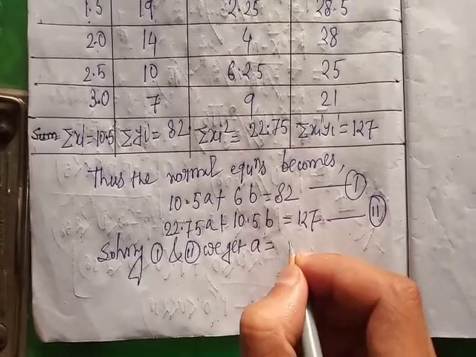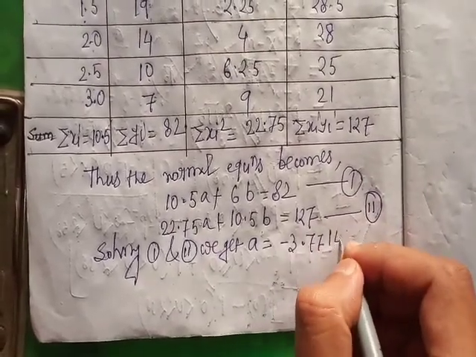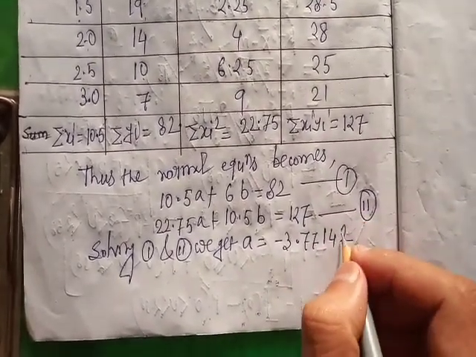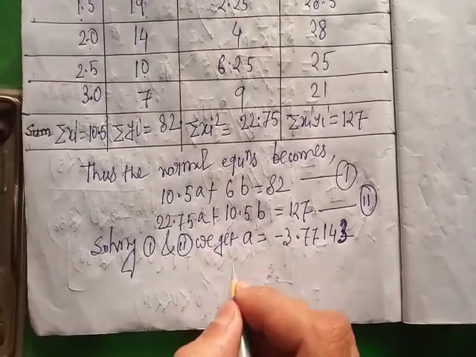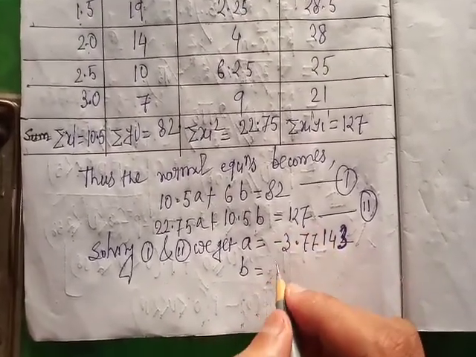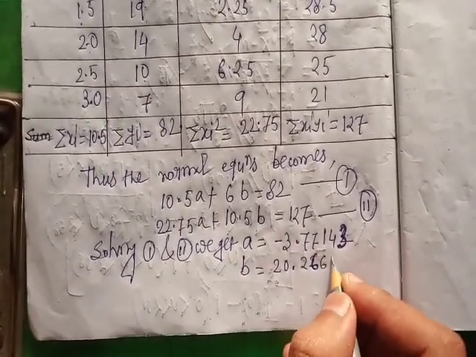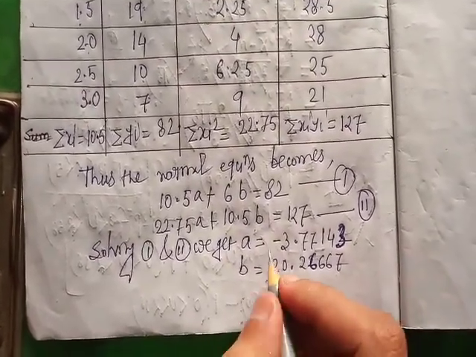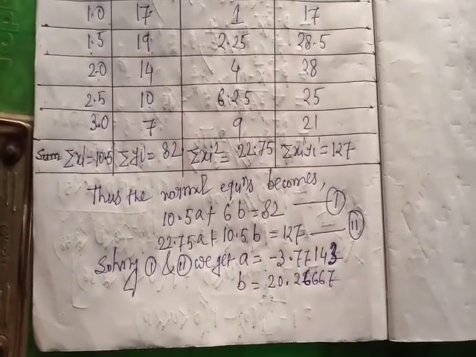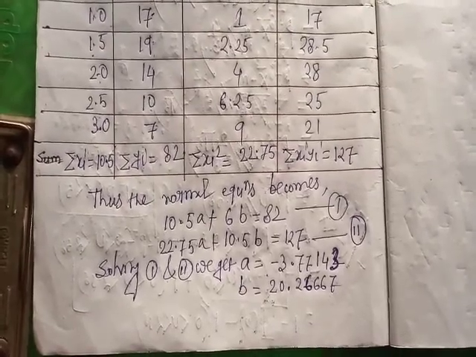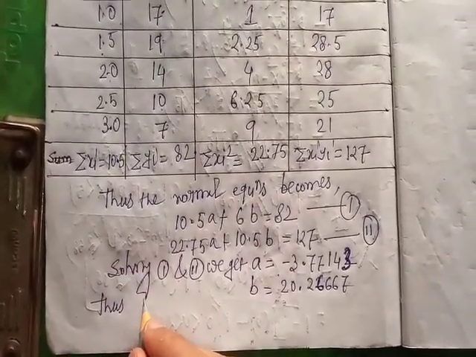Solving 1 and 2, we get a equal to minus 3.77143 and b equal to 20.26667.